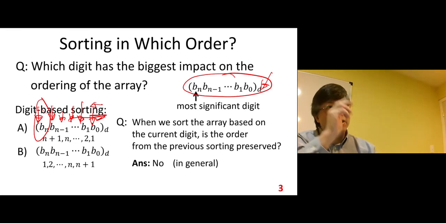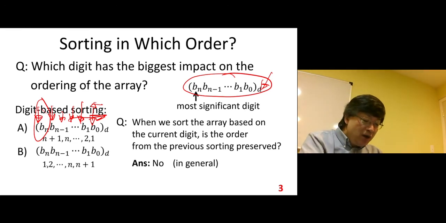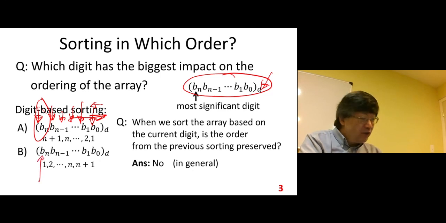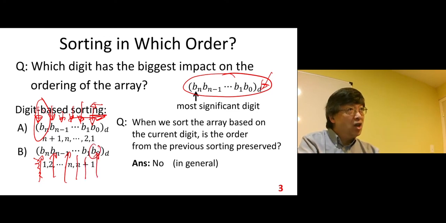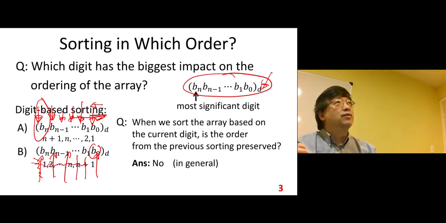Similarly, in the other way, the first time you make the numbers ordered based on the most significant digit. The second time, based on the next digit, the order is changed. Finally, when you do the last sort, all the order you did before is changed.